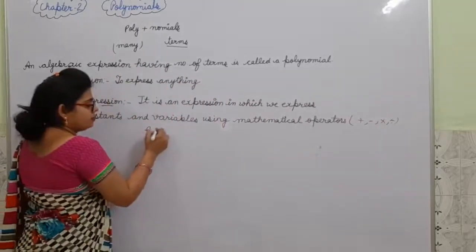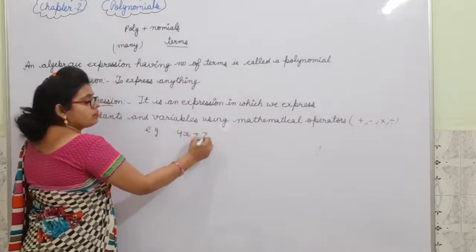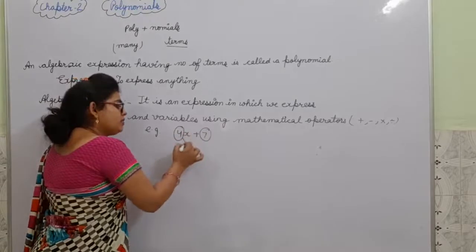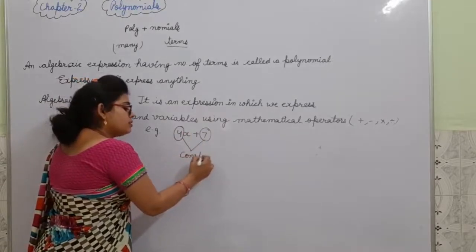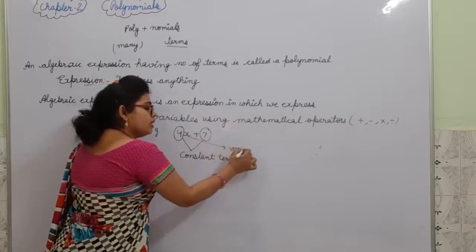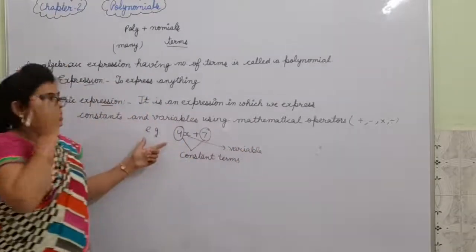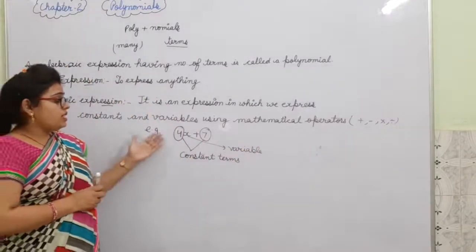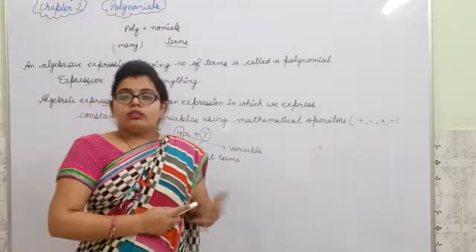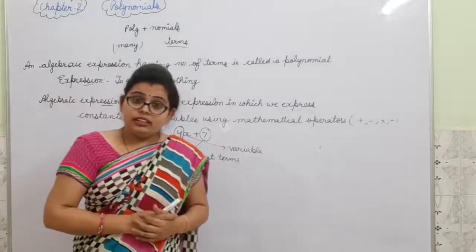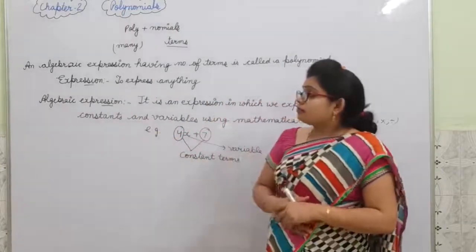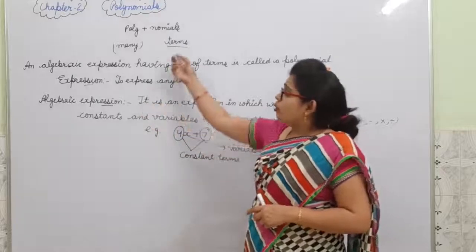For example, 4x plus 7. It is an algebraic expression where 4 and 7 are constant terms and x is a variable. This is an algebraic expression. Dear students, about these algebraic expressions we are studying from our earlier classes also. In class 8 we have studied about algebraic identities. All these we have studied earlier.